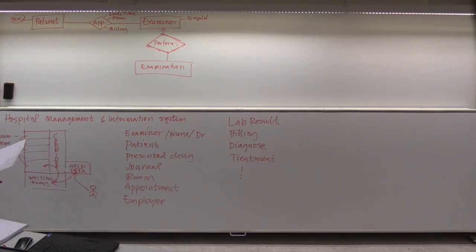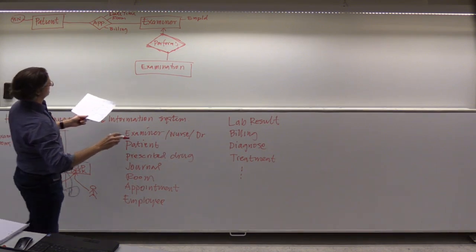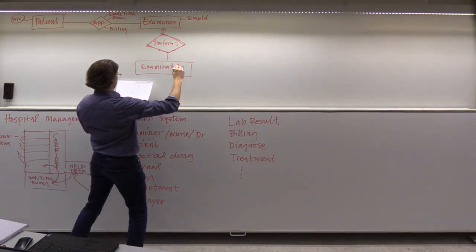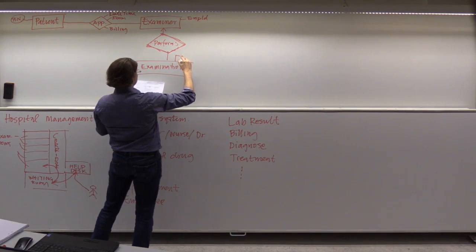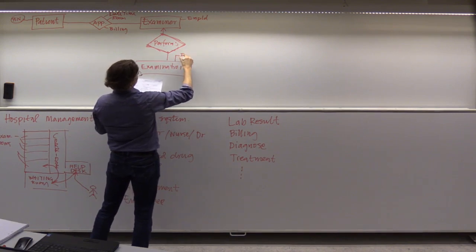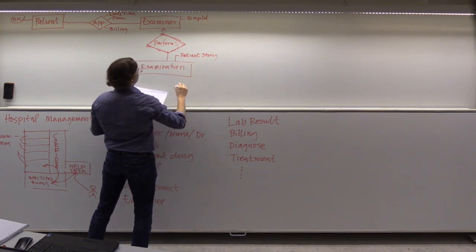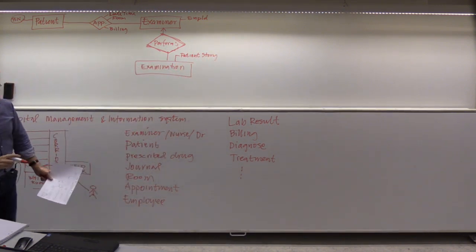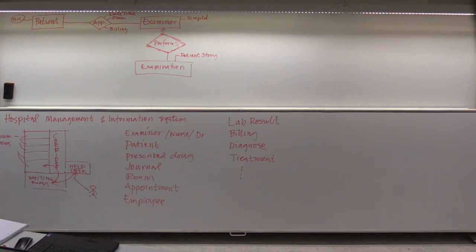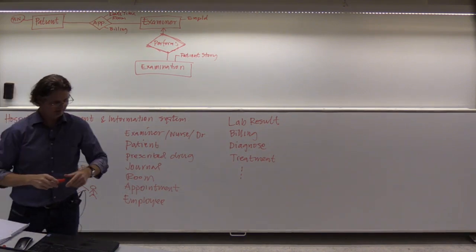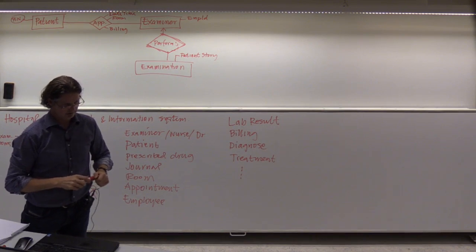And when it comes to that examination, I set a patient story, which is the story the patient tells the examiner when he or she enters the room and tells them that, okay, I've broken a leg or something. Yep. Shouldn't that be in the journal instead?